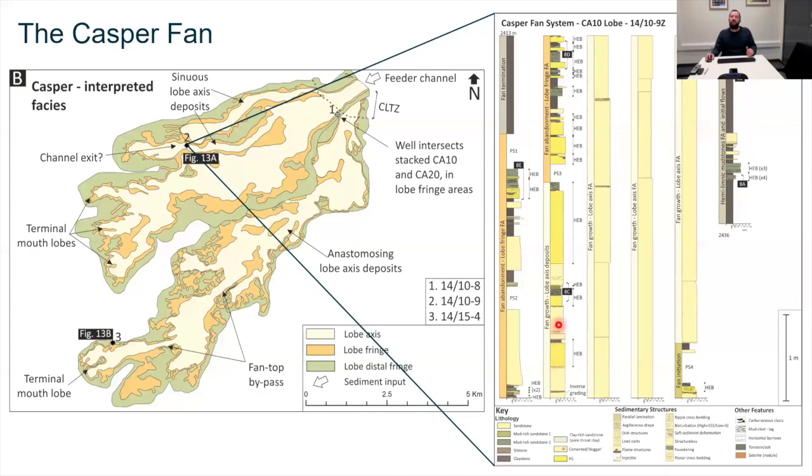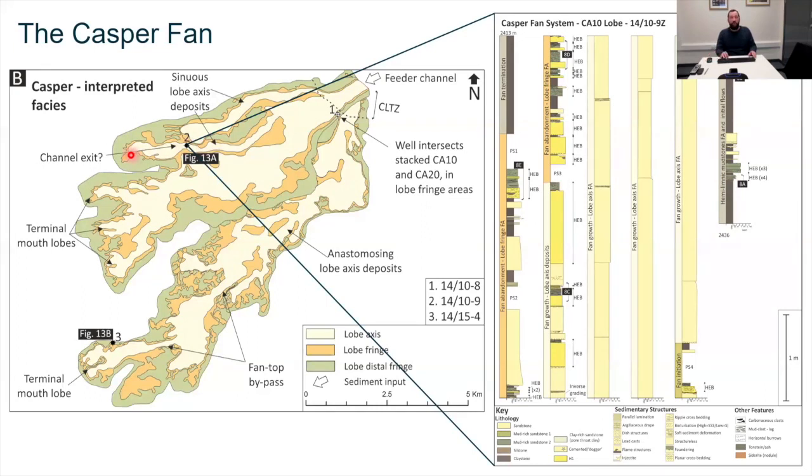Towards the end, you start seeing the preservation of hybrid event beds again, and then as you enter the top part of that deposit, they're quite pervasive. You get multiple stacked, amalgamated hybrid event beds here, more than one bed. More isolated instances, but they become more persistent towards the end of that phase of deposition in the fan there. So that's from a sinuous lobe axis position, feeding a terminal mouth lobe. Quite an active location in here.